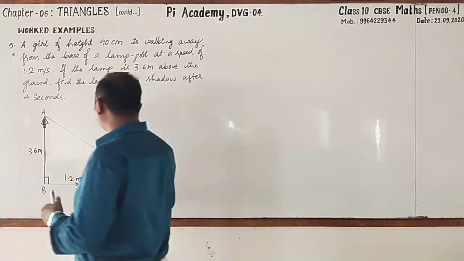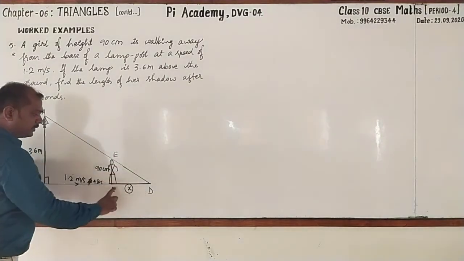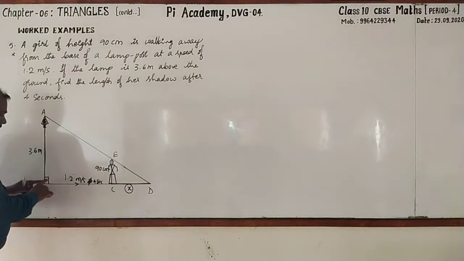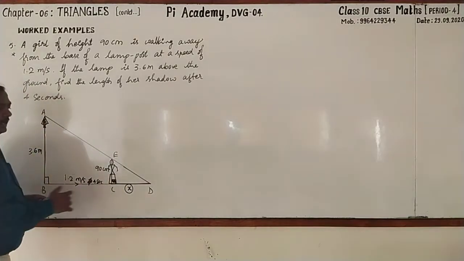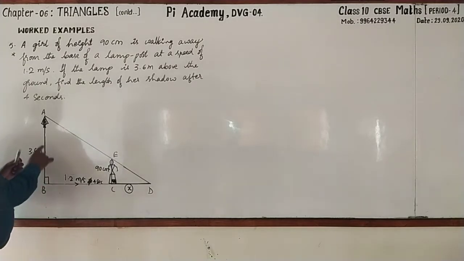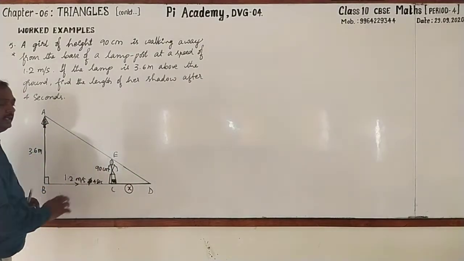Now how to find out the length of a shadow? Very simple. Look here. Here we have two triangles, one is ABD and another one is ECD. In these two, these two are perpendicular, so angle B is 90 degrees, and angle C is also 90 degrees. And this is the common angle. By AA similarity, both the triangles are similar, right? So when they are similar, then obviously the sides will be in proportion. Clear? Therefore, we can write AB by EC is equal to BD by CD.